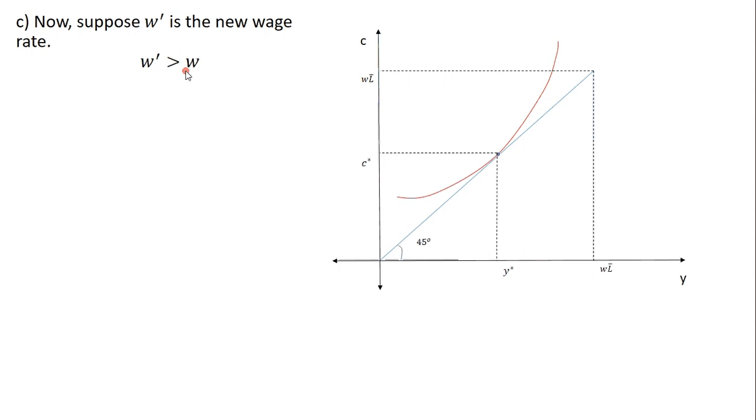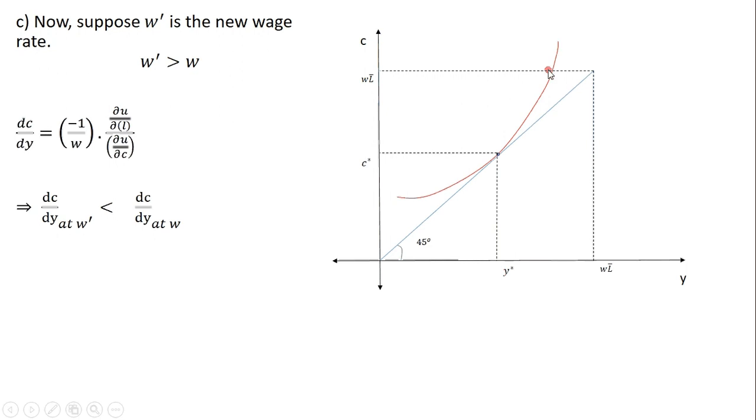Let's start with the indifference curve. We can extract the indifference curve slope. What we derived in the above parts is dC by dy, which depends on W. If the denominator increases, that means the slope of the IC will reduce. So the new slope, dC by dy at W prime, is strictly less than dC by dy at W, which implies that our new IC must look flatter than this red IC, and that's why the choice will be on the right side of this optimal point.